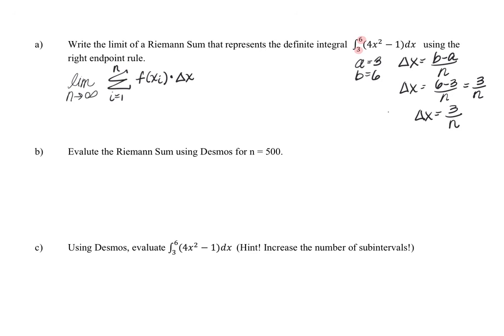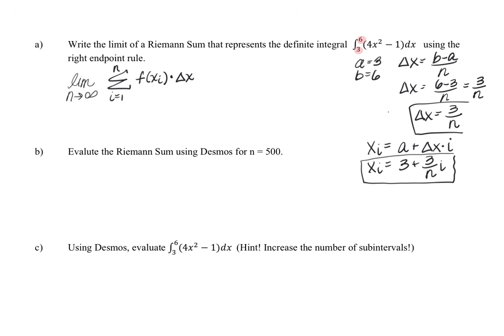And next we want to compute our x sub i. So we know for a right endpoint rule, our x sub i is found by taking a plus our delta x times i. So our a value again is 3. The delta x we just found was 3 divided by n, which means our x sub i will be 3 plus 3 divided by n times i. So these two pieces of info are important for us to write the limit of a Riemann sum.